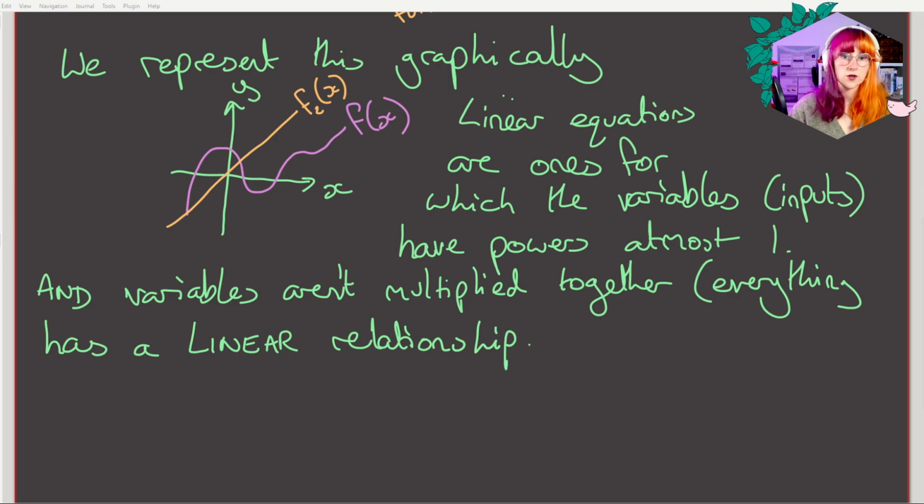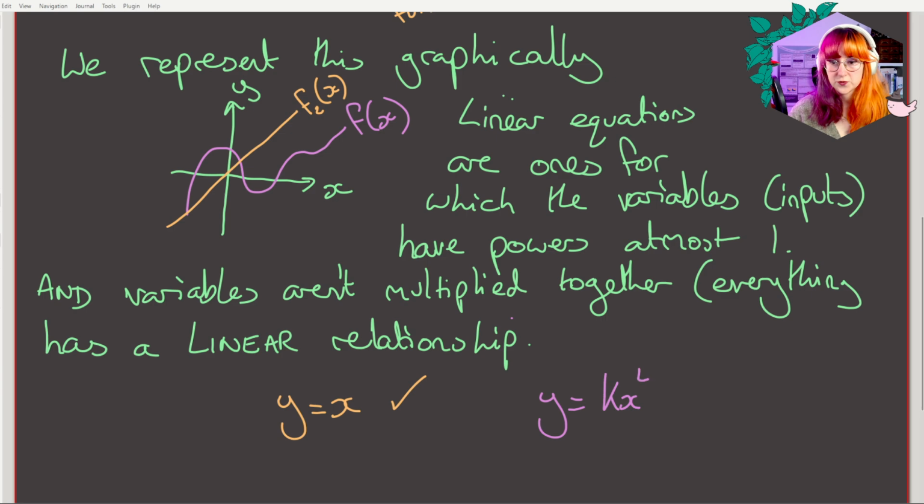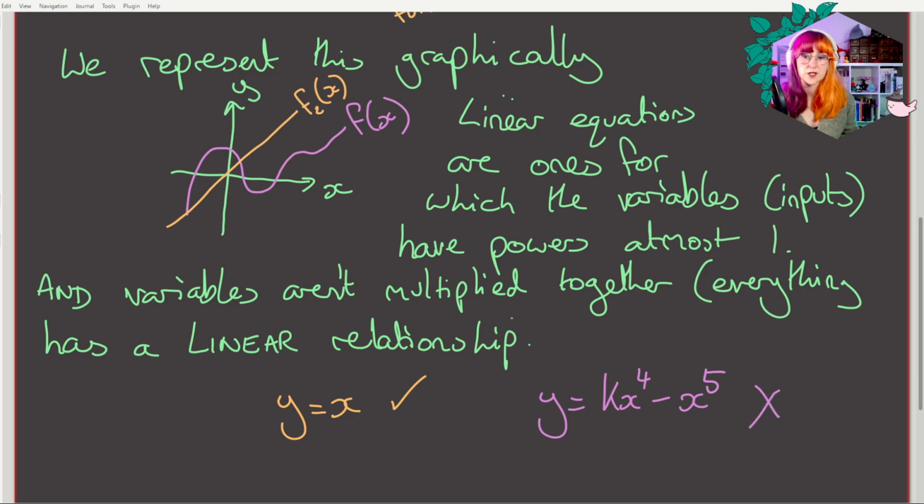Okay, so up here we have the relationship y equals x is linear, but y equals kx minus x to the 5 is not linear. And that's because of these powers. Technically this equation is quintic.